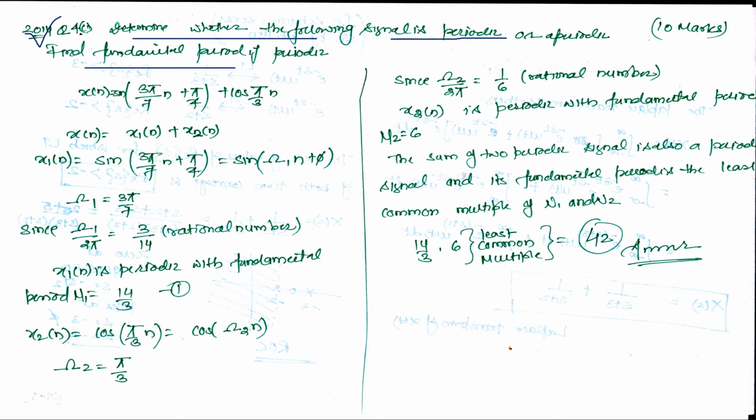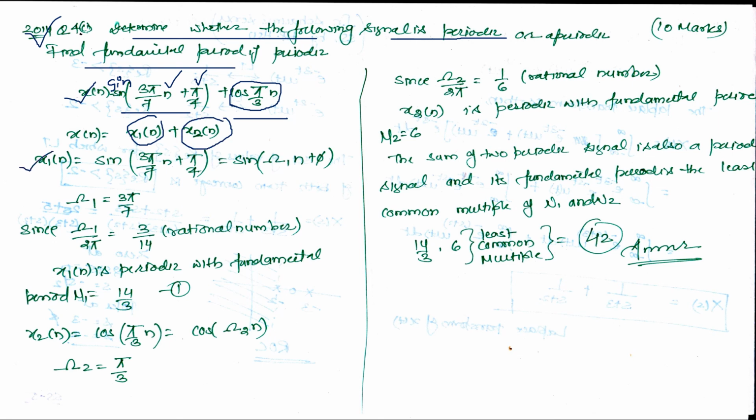So let us see the question. This is x of n is sin(3π/7 n + π/4) + cos(π/3 n). This is a function which has two terms. Let us call the sinusoidal term x1 of n, and the cosinusoidal term x2 of n.